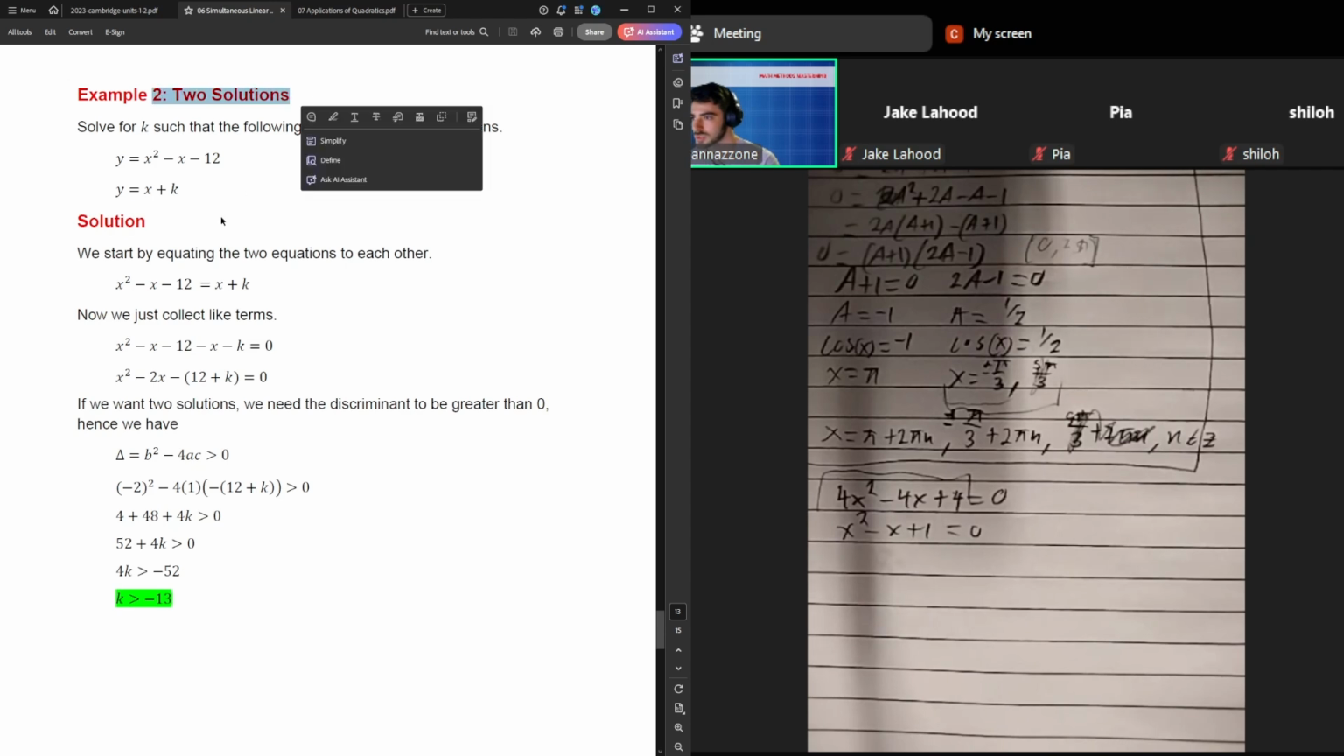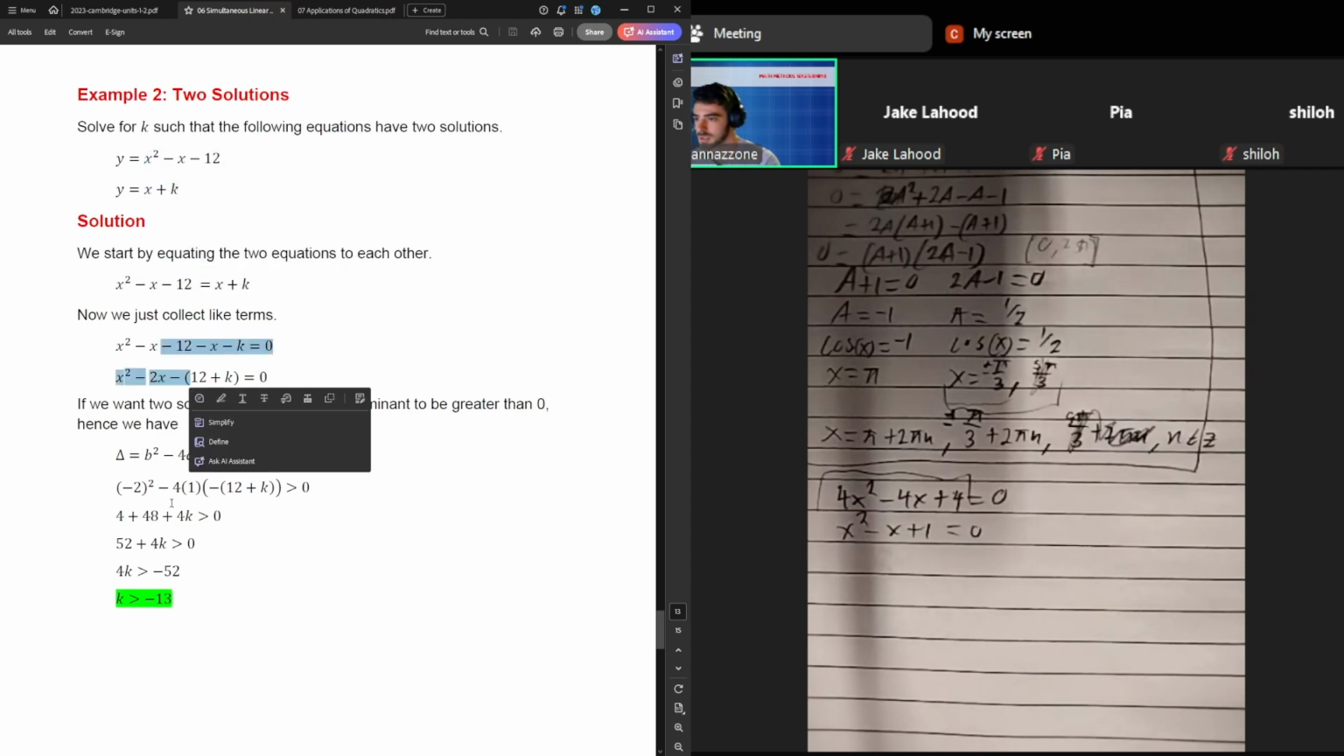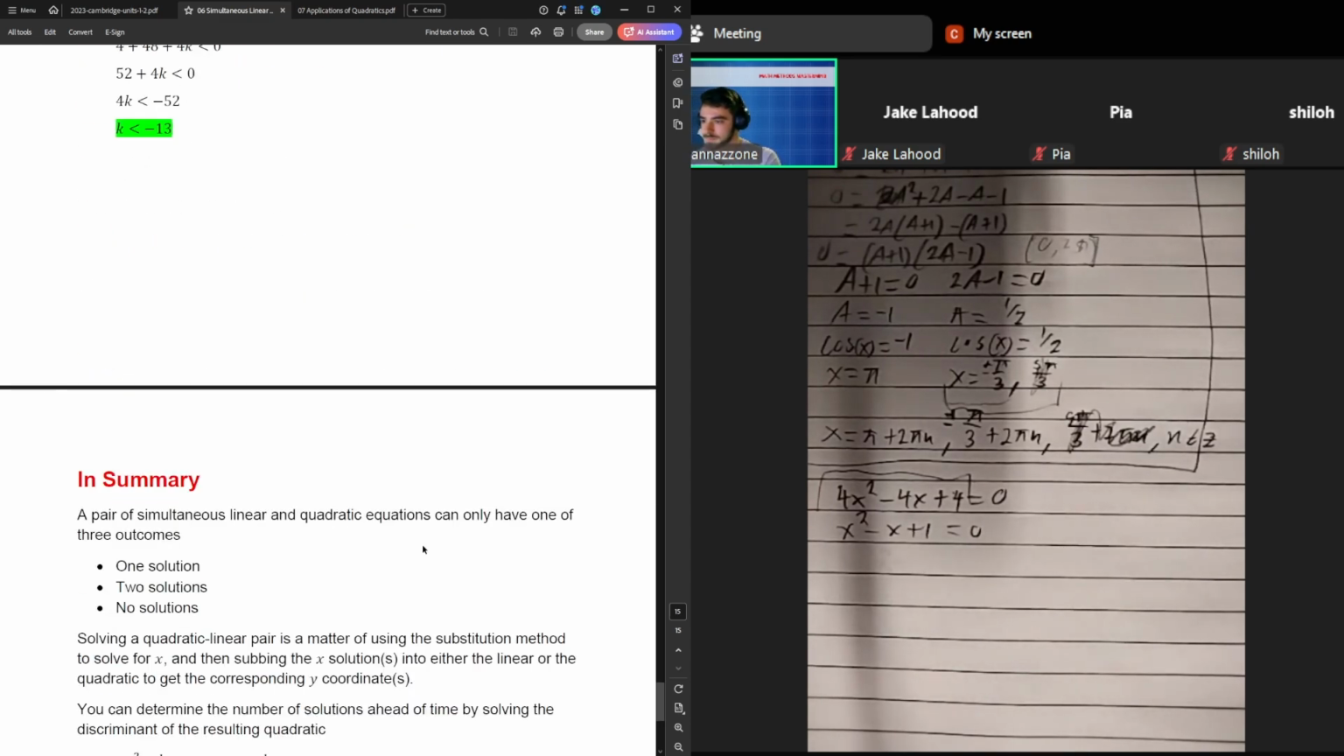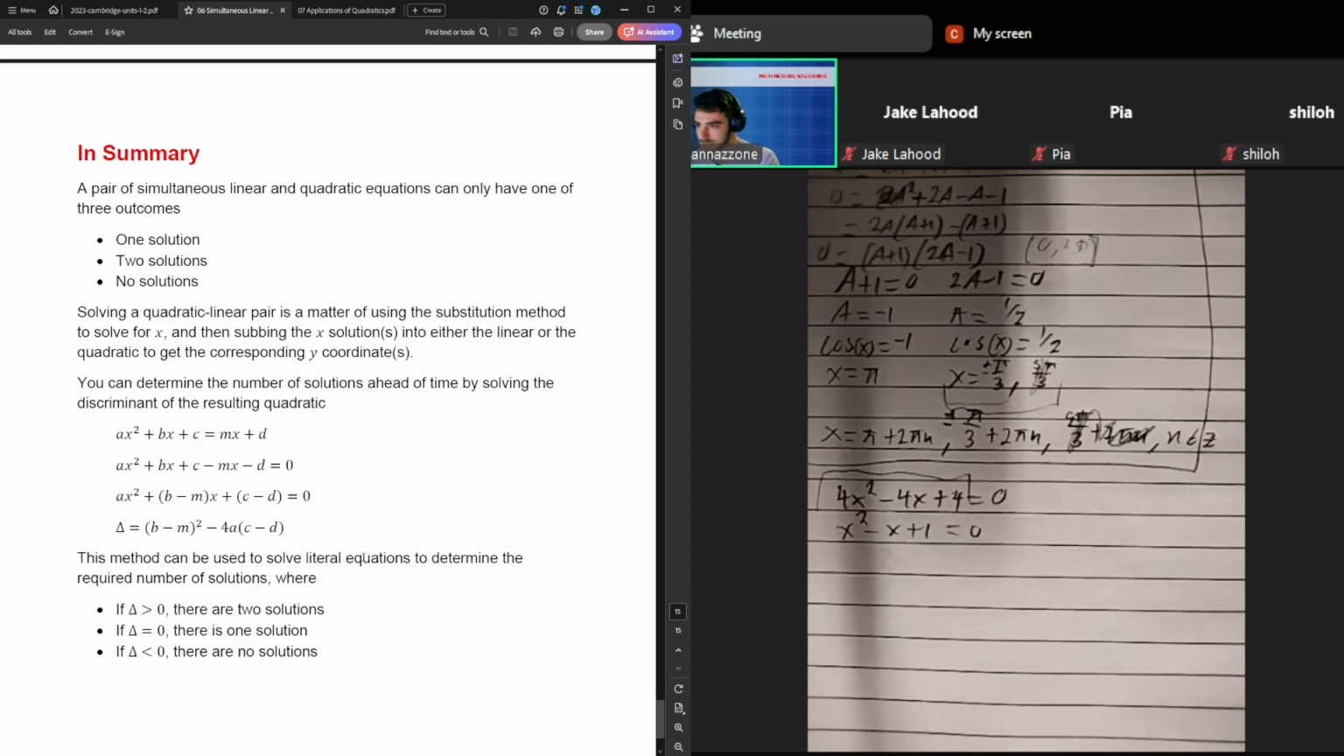For two solutions, you want your discriminant to be greater than 0. So you're doing the exact same scenario, but now you're putting greater than 0 instead of equals 0. Simplify, simplify, simplify. k is now greater than negative 13. For no solutions, the discriminant wants to be less than 0, and so it's going to be the opposite. You're going to be less than negative 13. That's the gist of those there.